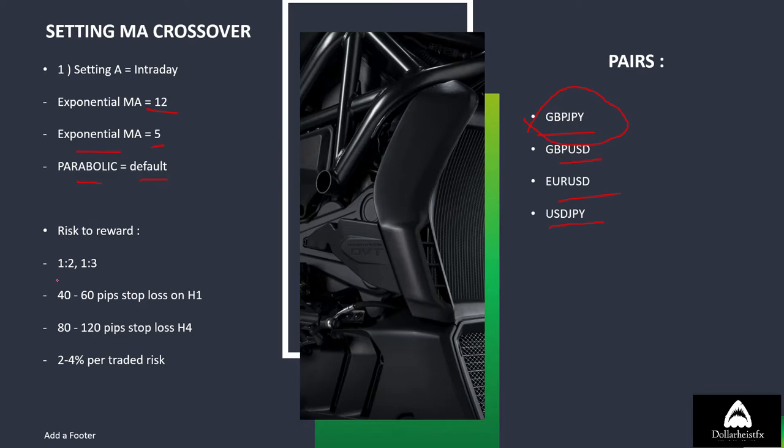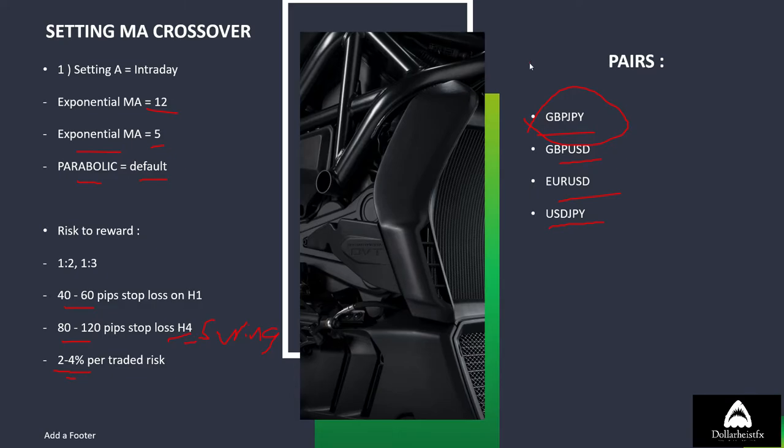As for the risk to reward, for stop losses, these are the stop losses that you need depending on the time frame that you use. On the H1, you will use 40 to 60 pips stop loss. H1 is basically intraday, H4 is basically for swing. Okay, so I'm sorry for my ugly writing. So basically on H4, we aim to hold that trade for a really long time, and per trade, you're only risking 2 to 4%, and that's it. Your risk to reward is either 1 to 2 or 1 to 3, depending on the market.